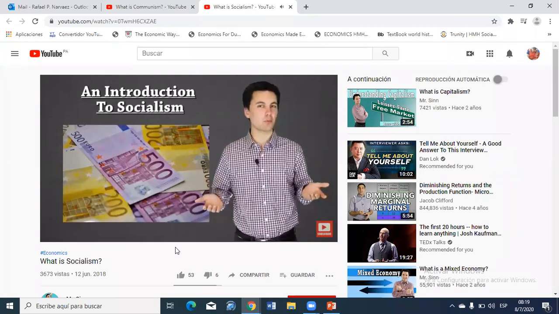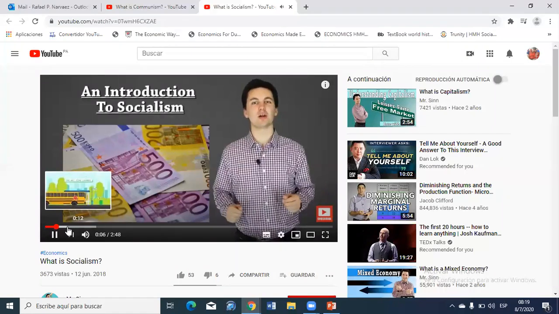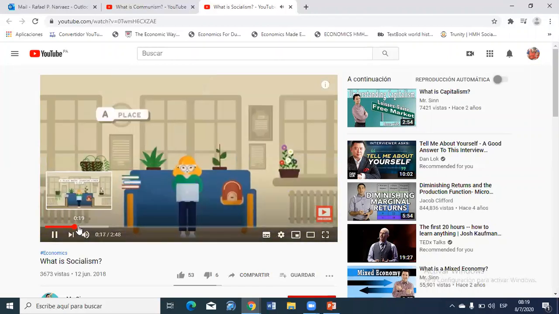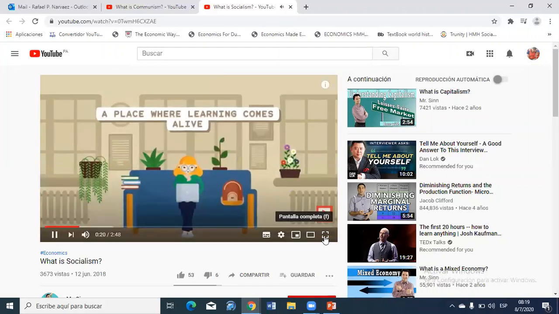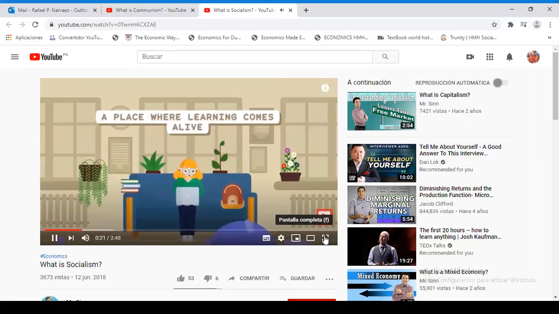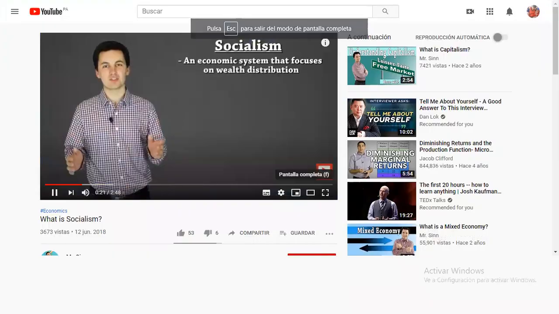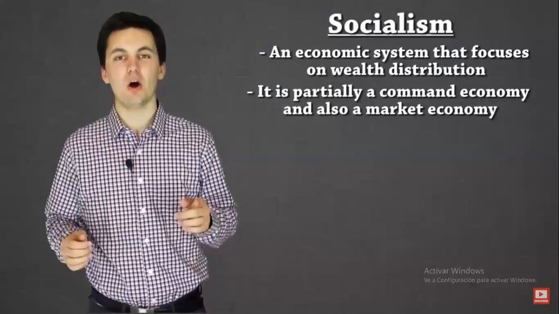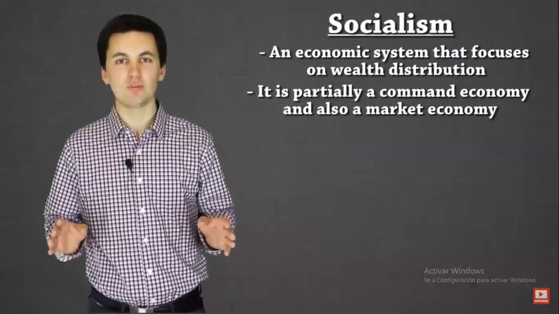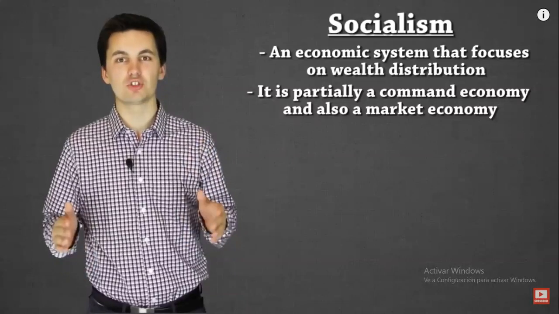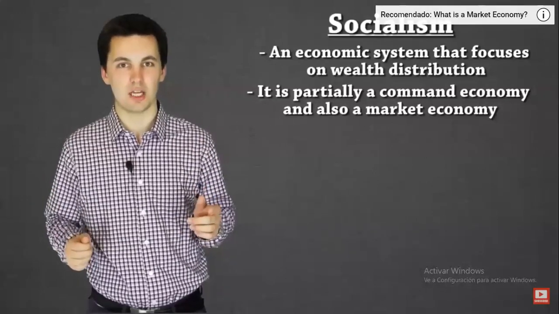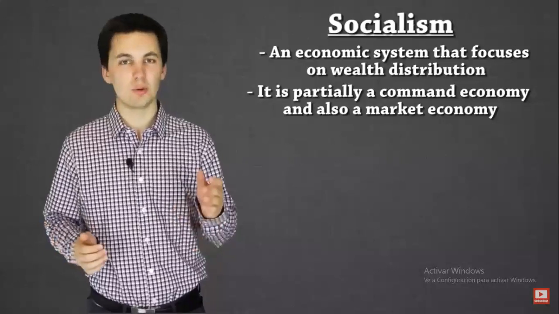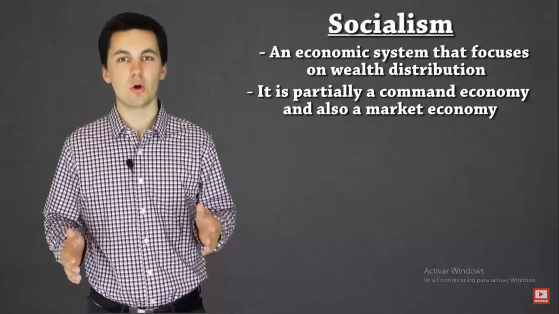All the time in the news, but what really is it? Today on the Mr. Sin channel, we'll be talking about socialism. Socialism is an economic system that focuses on wealth distribution. It does have some aspects of a market economy, and it also has some of a command economy. If you don't know what I'm talking about there, click on the cards above. They'll show you those videos where I go into market and command economies. But socialism, the goal of it is to have wealth distribution. There'll still be some rich and some poor, but the goal is to have more people in the middle.